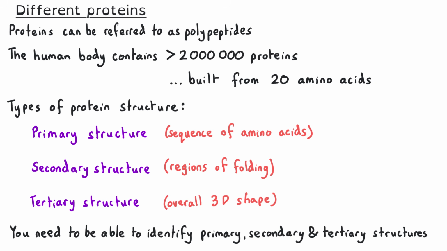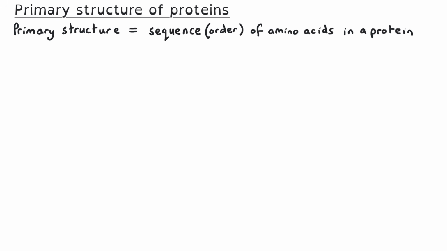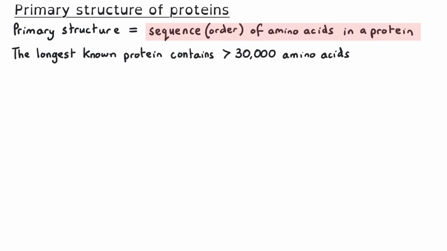In an exam situation, you need to be able to recognize and identify the primary, secondary, and tertiary structures of proteins that you've been given. The primary structure of proteins is the sequence or order of amino acids present in the protein chain. The longest known protein contains more than 30,000 amino acids, so it can be a lengthy job to write the amino acid sequence for a protein, especially given that amino acids can have long, complicated names themselves.